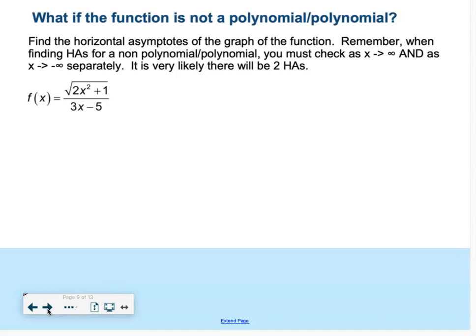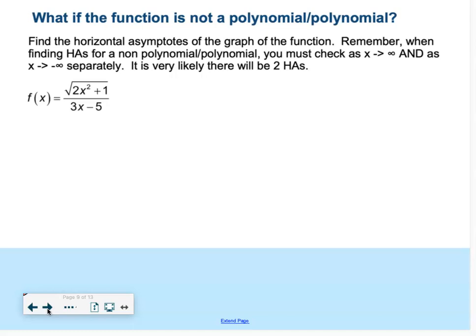So when we have a radical over a polynomial, whenever you have not polynomial over polynomial, you've got to check your limits from the left and the right. So you have to check your limits at negative infinity and positive infinity, because you might have two different values. And if you have two different values, you have two different horizontal asymptotes.